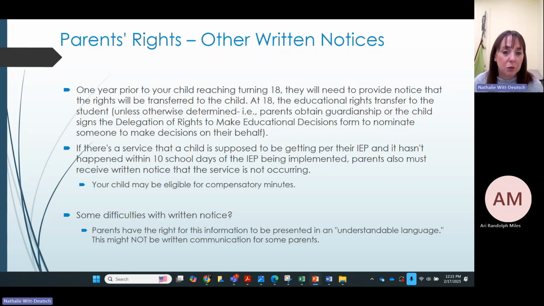There have been some difficulties with written notice. Parents have the right, as I mentioned earlier, to have it presented in an understandable language. This might not be written communication for some parents. Parents that have another language may understand their language more in written form, but can communicate verbally in English and understand what things are being said to them and process the information far easier than if it was written down. So we have to make sure that we're meeting the parents' needs with regards to providing written notices as well as any paperwork in their understandable language.